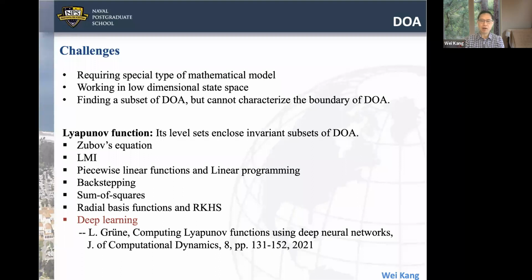And then another big problem is that you often find the optimal function, it gives you an invariant subset, but if you are outside that subset, you don't know whether you're in the domain of attraction or not. In other words, you find a subset of the DOA, but cannot characterize the boundary of the domain of attraction. That's another challenge. So I would say most of the existing methods can probably resolve 1 or 2 of these challenges, but not all 3 collectively, and that's tough. To solve all 3, you want to find the domain of attraction's boundary, you want to work in high dimension, and you want to work for any general control system, dynamic system. That's extremely hard.